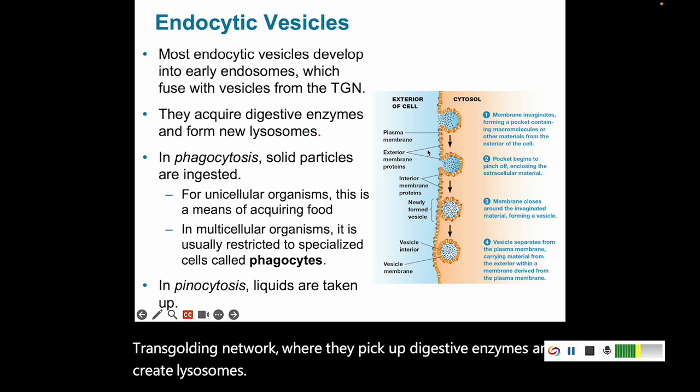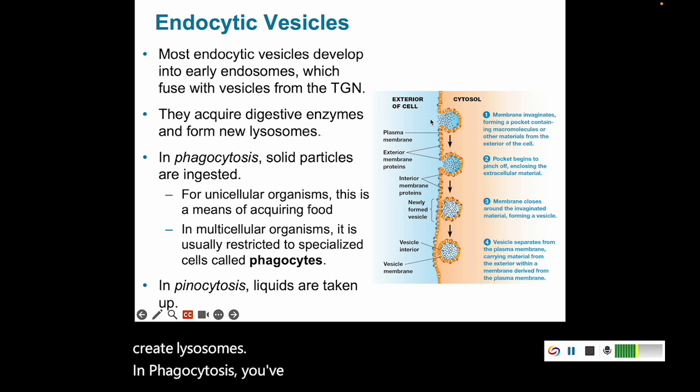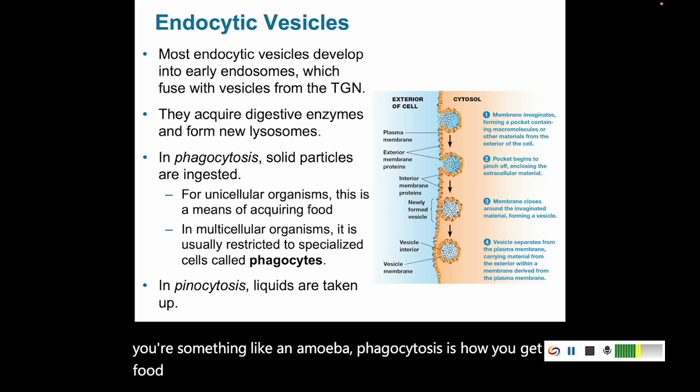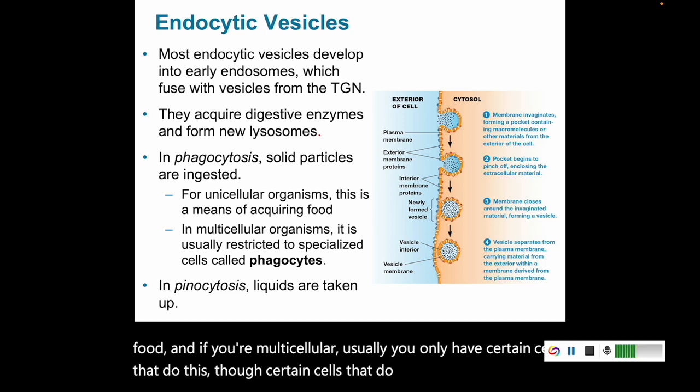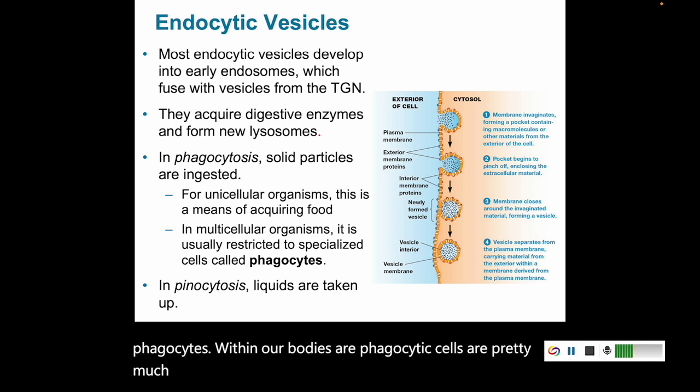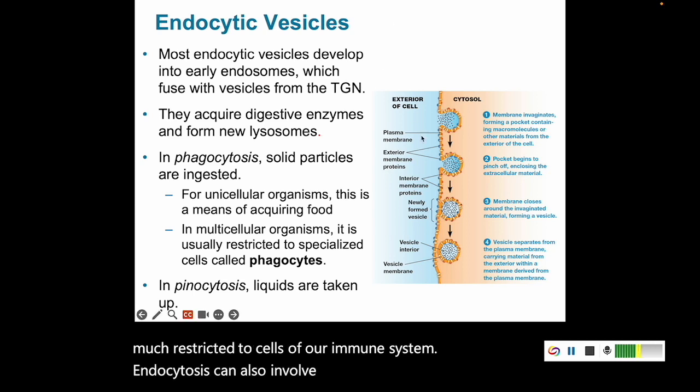In phagocytosis, you've picked up big solid particles of food. If you're something like an amoeba, phagocytosis is how you get food. And if you're multicellular, usually you only have certain cells that do this. Those certain cells that do phagocytosis are called phagocytes. Within our bodies, our phagocytic cells are pretty much restricted to cells of our immune system. Endocytosis can also involve pinocytosis, where just fluid is taken into the cell.